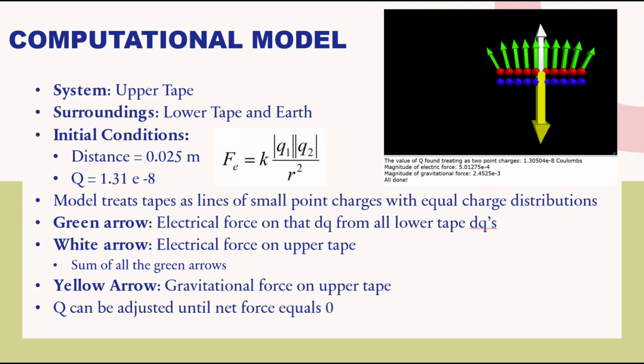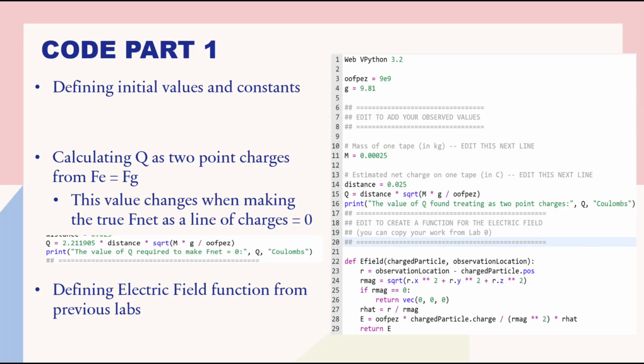The initial conditions were the distance of 0.025 meters and the charge of 1.31 times 10 to the negative 8 coulombs. This was found by isolating Q in Coulomb's law and assuming the two charges were equal. This assumes we have two-point charges, however, which is why this value gets altered later when we treat it as a line of charges. Each sphere represents a small piece of charge on the tape. Every green arrow is the sum of the electrical forces on one upper segment of charge from all the lower pieces of charge. The white arrow is the electric force on the upper tape, and the yellow arrow is the gravitational force.